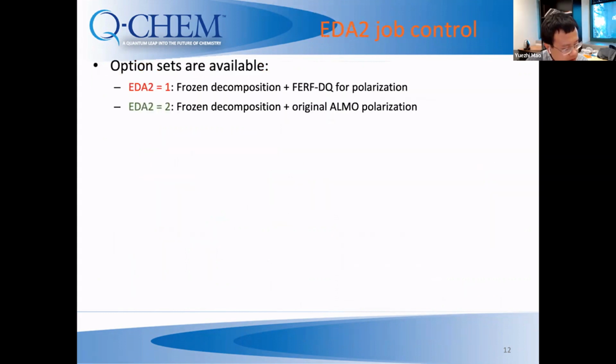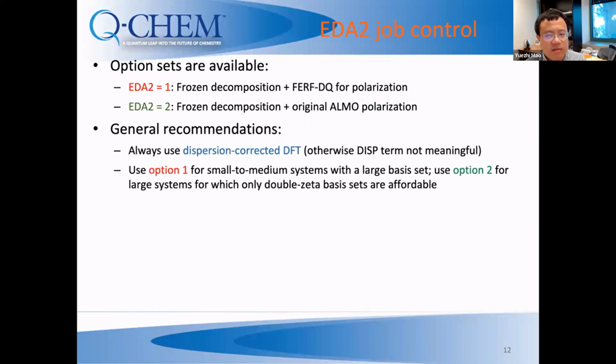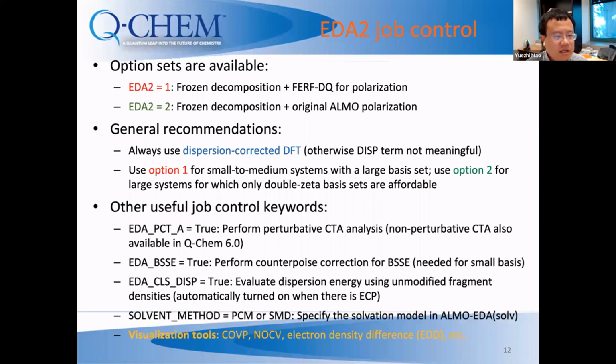Okay, and let me see the time. Yeah, so probably I can go through this very fast because I would like to give you some time to do the practice. And so I would like to mention that, to make it easier to use, we offer some option sets in Q-Chem for these EDA methods. So for EDA2 = 1, it does the frozen decomposition, and I'll use the FERF for polarization. And when it's set to 2, it will use the original ALMO polarization, but frozen decomposition is still performed.